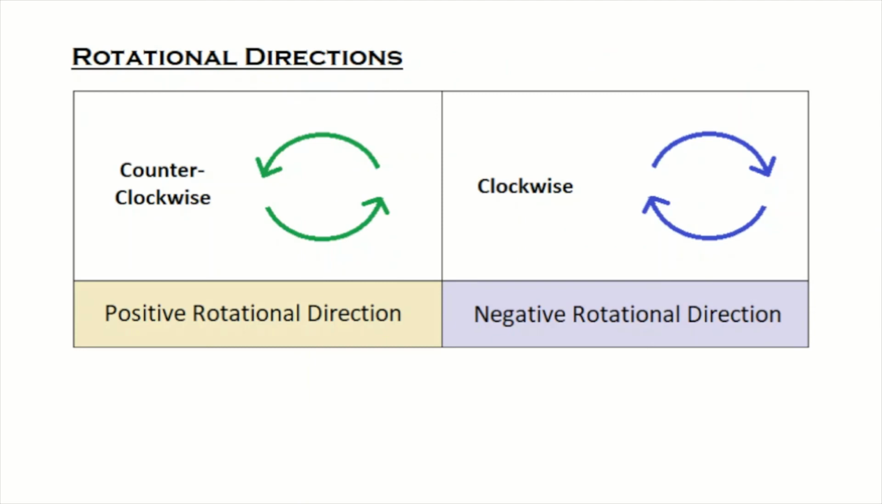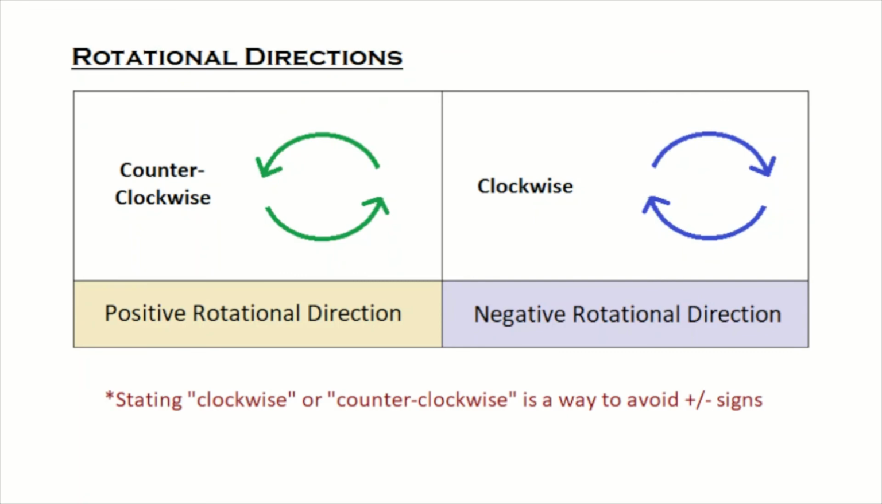Finally, let's talk about rotational directions. Counterclockwise is the known positive direction for rotational motion, and clockwise is the known negative direction for rotational motion. When you solve a problem, you can just state clockwise or counterclockwise at the end of it as a way to avoid these positive and negative signs.